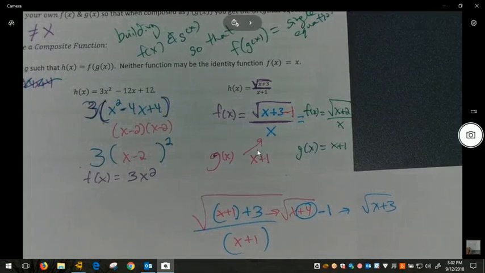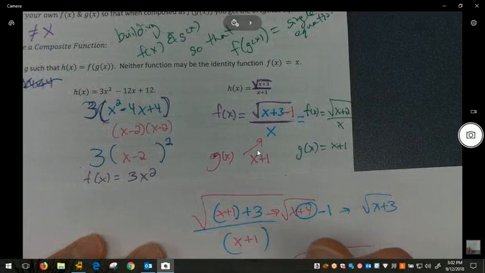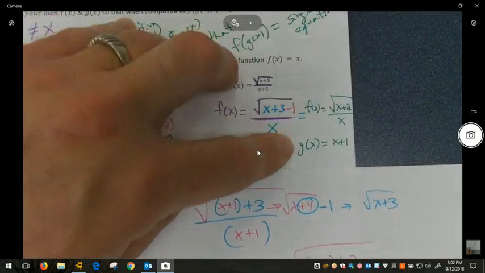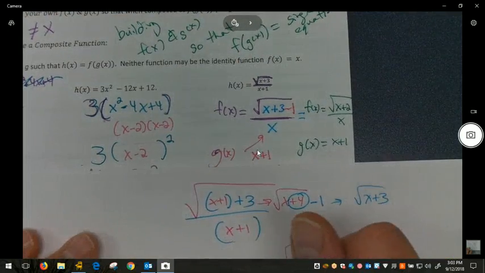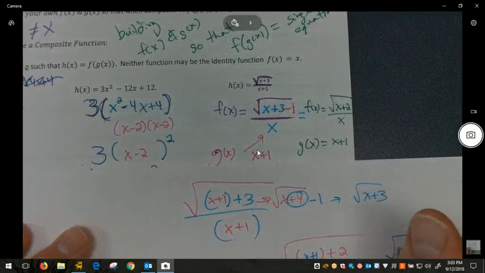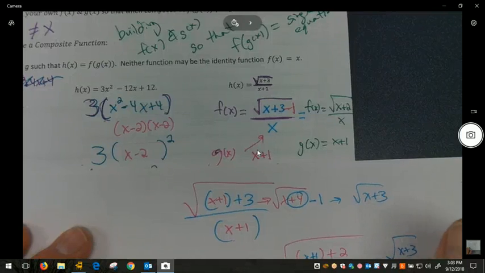Now I'm going to check this, right? I've got square root of x plus 2 over x. That's what I have here. I'm plugging in x plus 1. In doing this, this gives me the square root of x plus 3 over x plus 1.